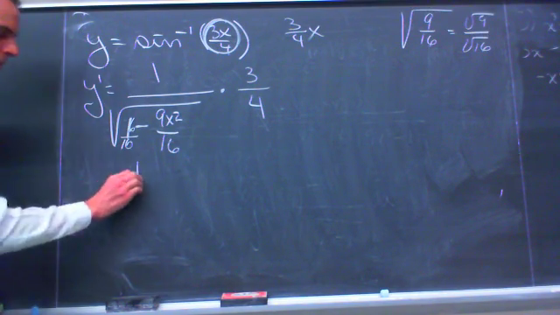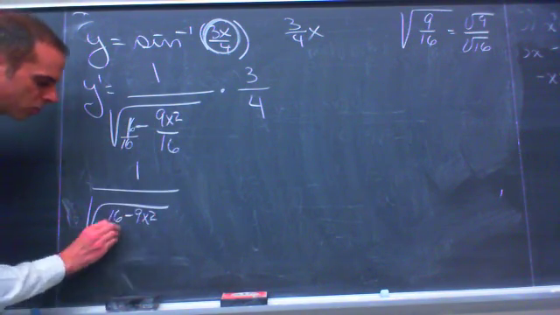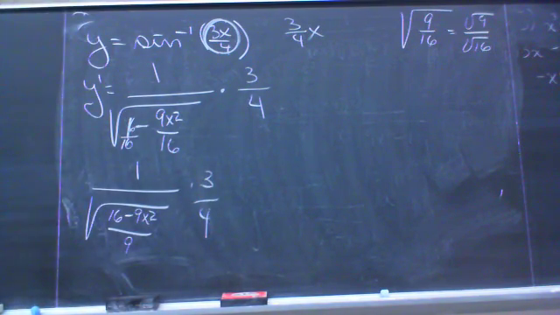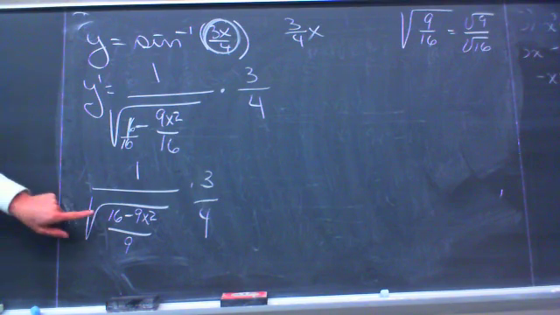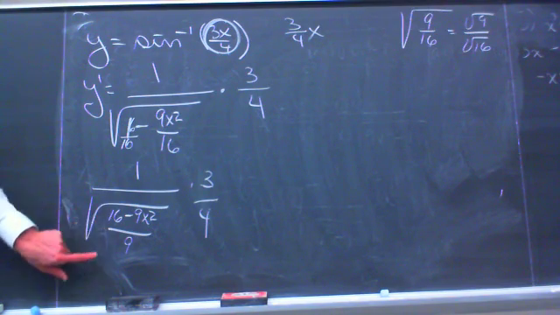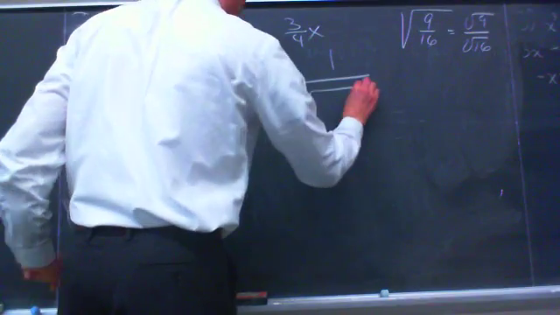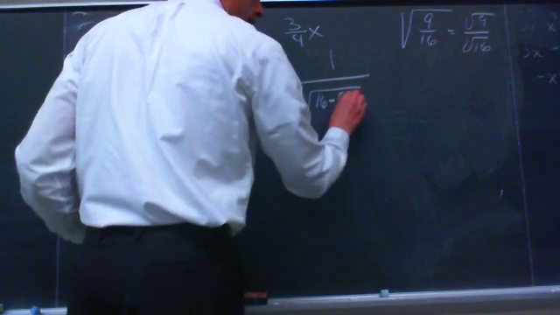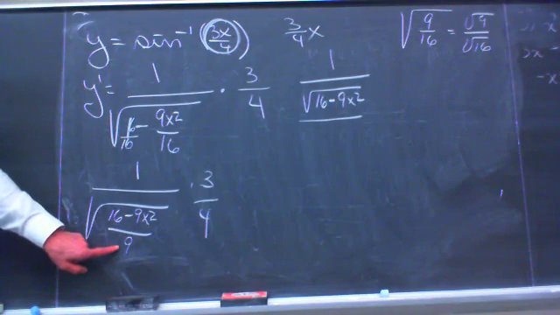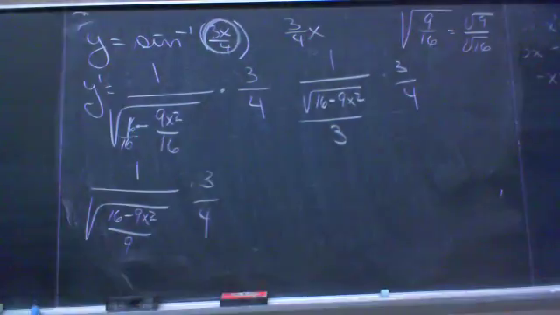So what I'm going to do is rewrite this as the square root of, combining the tops, 16 minus 9x squared over 9. And I didn't forget about the 3/4. Now I'm going to take the square root of the top and the square root of the bottom. I'm going to split that radical up. So this will now become 1 over the square root of 16 minus 9x squared over, what is the square root of 9? 3. Still times 3/4, yes?